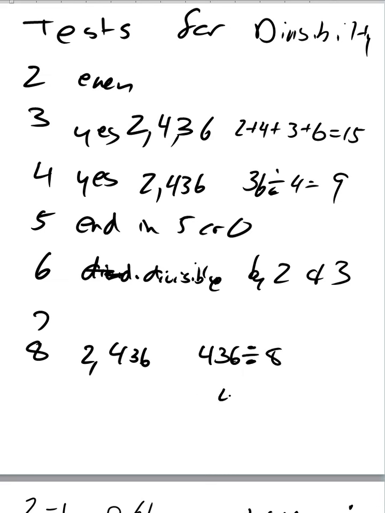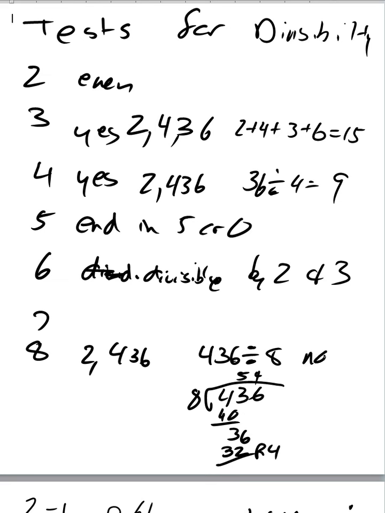Well, let's try it out here. I don't have my calculator handy, so we'll divide it out. 8 goes into 40, 8 goes into 43, 5 times. 5 times 8 is 40, 36. Nope, it does not go in there. It goes in there 4 times for 32 with a remainder of 4. So this number here, 2,436, is not divisible by 8.